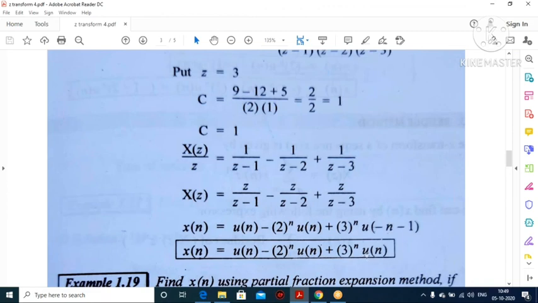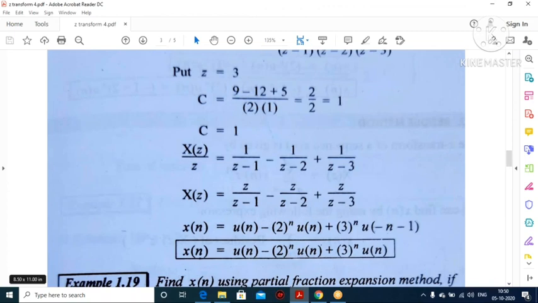You keep it as it is, no problem. Because in the previous problem you put minus, but in this problem you have plus only, because in the previous problem it was z plus 3. Because the formula is z by z minus a only, a power n into u of n. Z by z plus a is minus a power n into u of n. This is your formula. Just note it down.